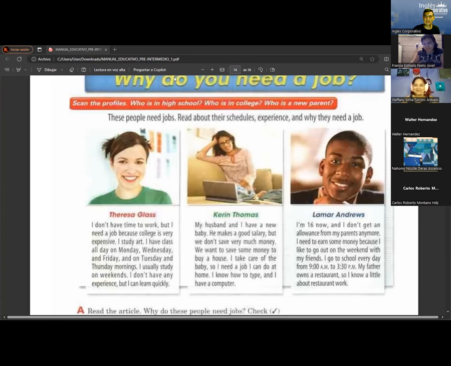Como beca. No, beca es scholarship. Eso es para propósitos escolares. Pero allowance es un dinero que dan los padres para los gastos del hijo, o sea, como mesada. Oh, yeah, I understand. Right? Allowance.